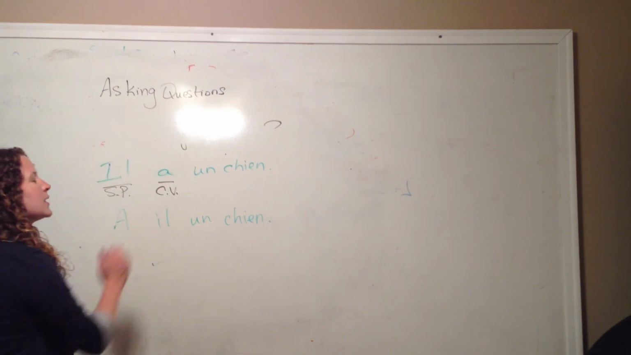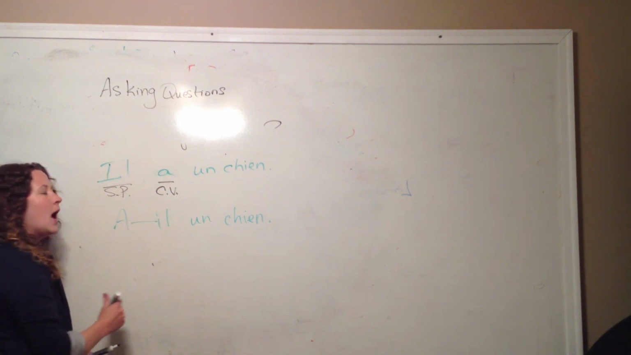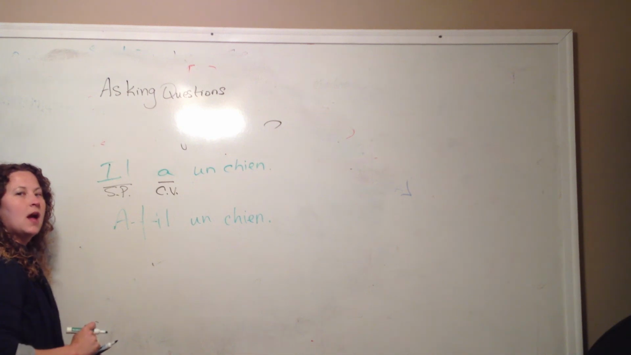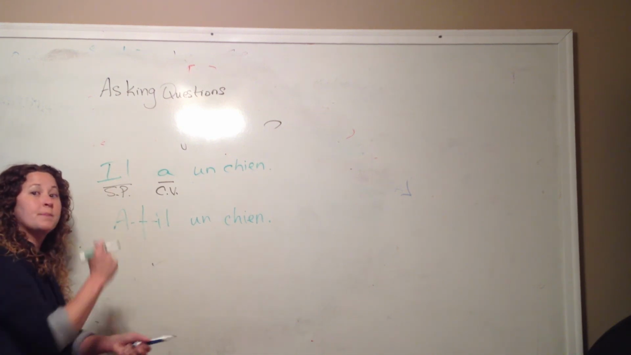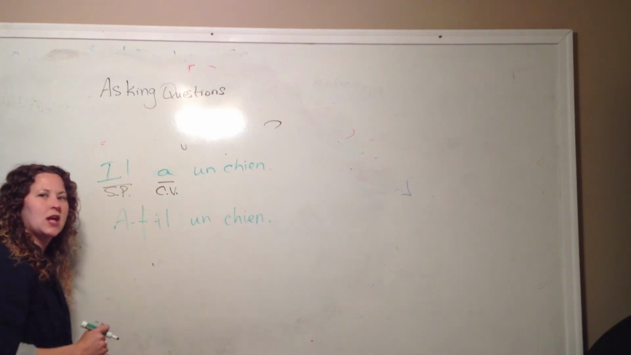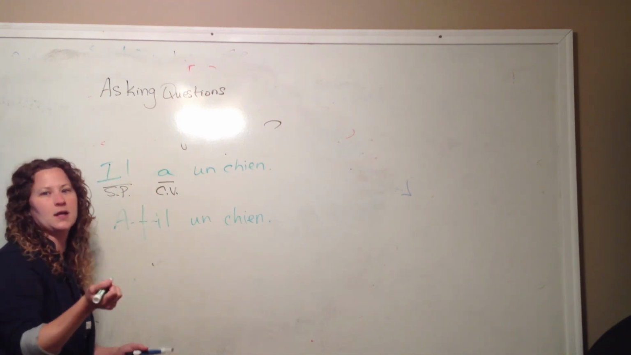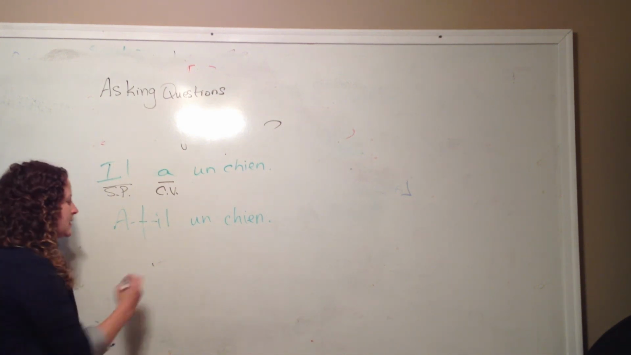So, if I want to say this, I can't just put a hyphen there. I have to put a hyphen T hyphen. And the reason being is because that T chops it up. A-t-il un chien. It helps you hear it. A-il un chien, a-t-il un chien. Now it makes sense.